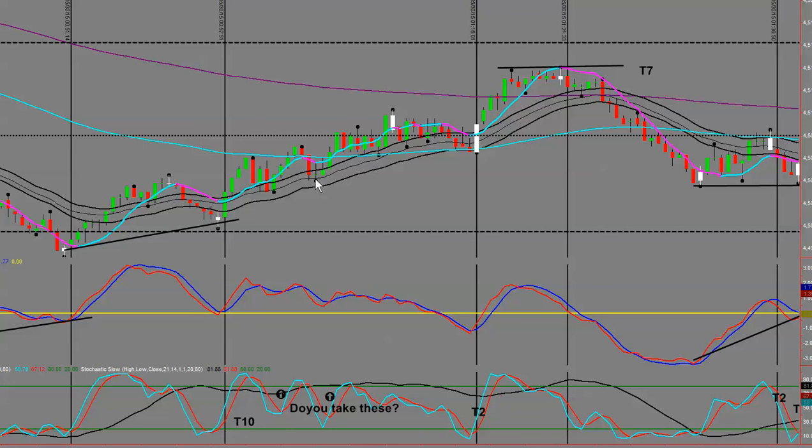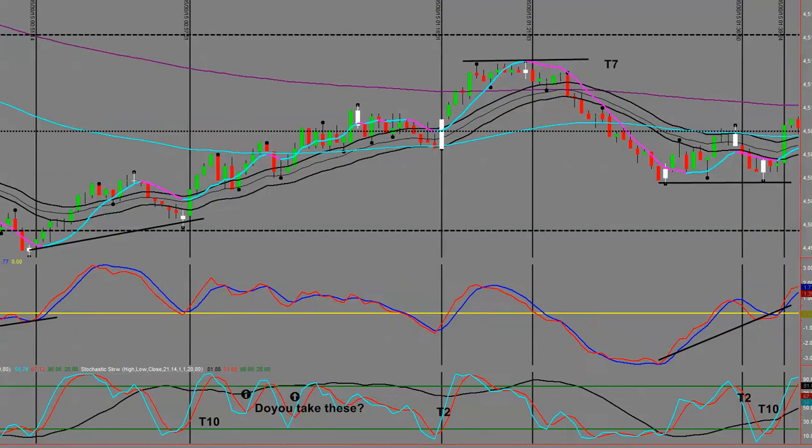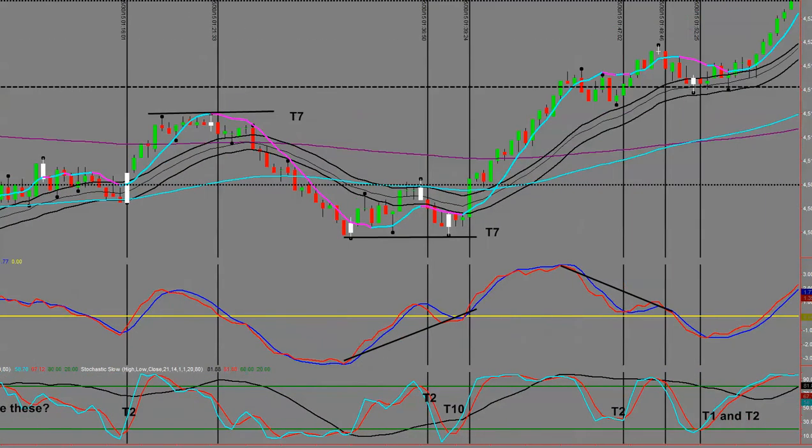This is some comments I had to some of my students here. Did you take these? We're just talking about these T2s that formed. Another T2, a T7. Now all of these are just great trades. You had another T. Now down here, for an example, you had a T2, and here you would have been stopped out at a small loss.